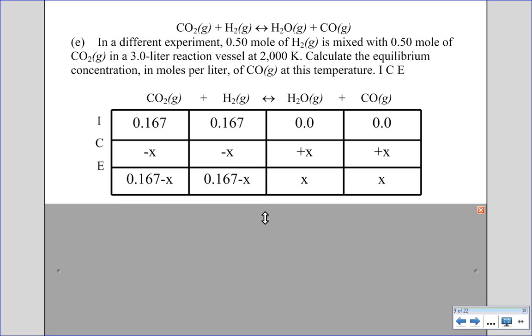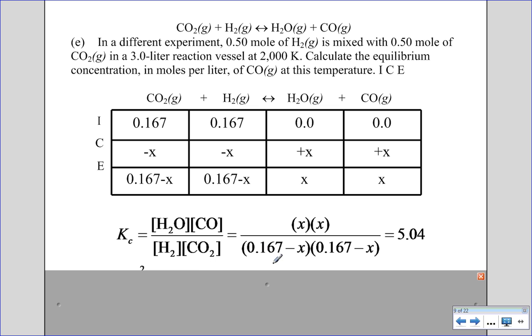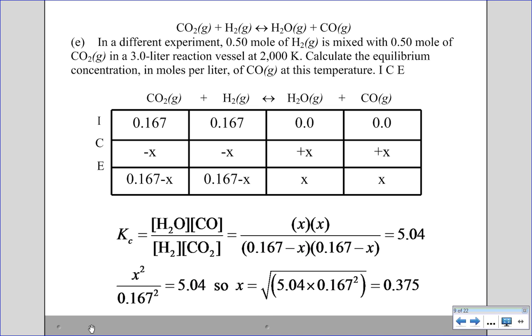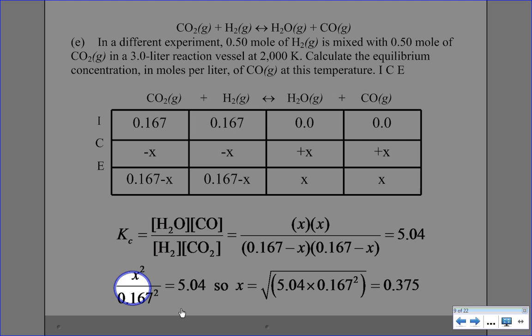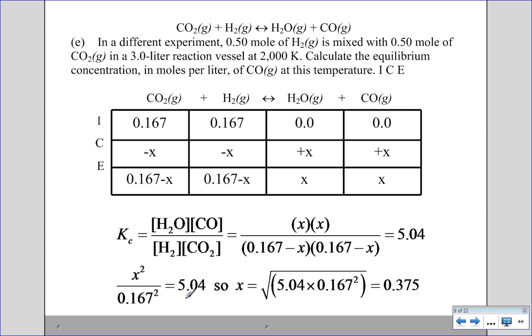Like all examples given to you on the AP exam and given to you in the class, we can make the assumption that this difference, this minus X out of 0.167, is insignificant and can be ignored. So this whole thing simplifies down to x squared over 0.167, and the whole thing has to equal 5.04. That's our K value. We calculated it before, and because we're in the same equation at the same temperature, it will be the same K value. So I only have one unknown, it's X. And when I solve for X, I find it is equal to 0.375.